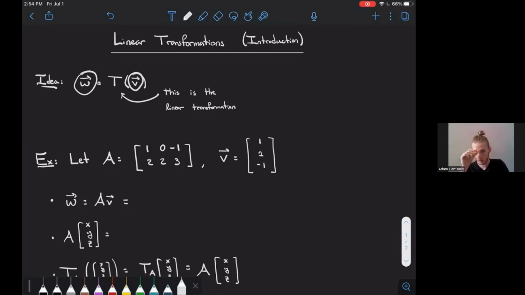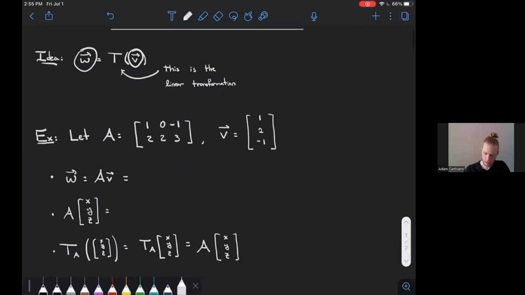Okay, so let's take this matrix A as [1, 0, -1; 2, 2, 3], and we'll make our input vector v, which is (1, 2, -1). But first, let's just compute the product of this matrix and this vector. And what you get is a column vector, size 2. The first entry will be 2, and the second entry will be 2 plus 4 minus 3, which is 3, like this, right? And notice all we did was multiply them.